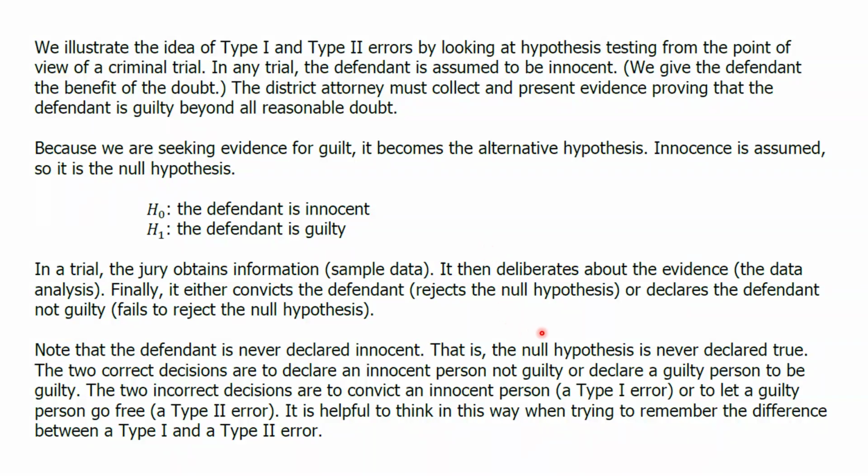The 2 correct decisions are to declare an innocent person not guilty or declare a guilty person to be guilty. The 2 incorrect decisions are to convict an innocent person, which is a type 1 error, or to let a guilty person go free, which is a type 2 error. So it is helpful to think in this way when trying to remember the difference between a type 1 and a type 2 error. So just like in statistics, in court, we never prove innocence. We only say not enough evidence for guilt. Similarly, we never prove the null hypothesis is true. We only say not enough evidence to reject.